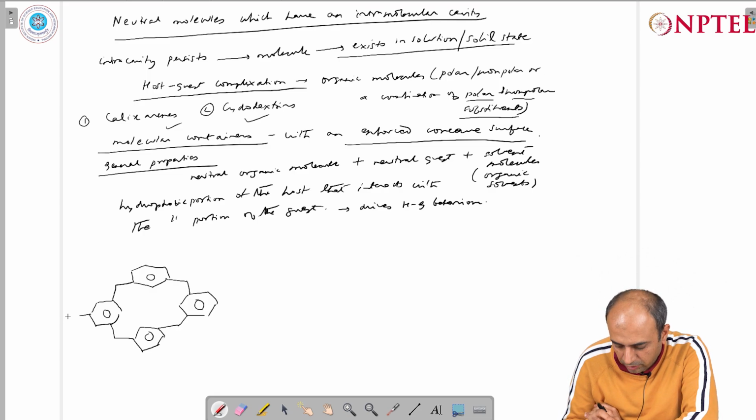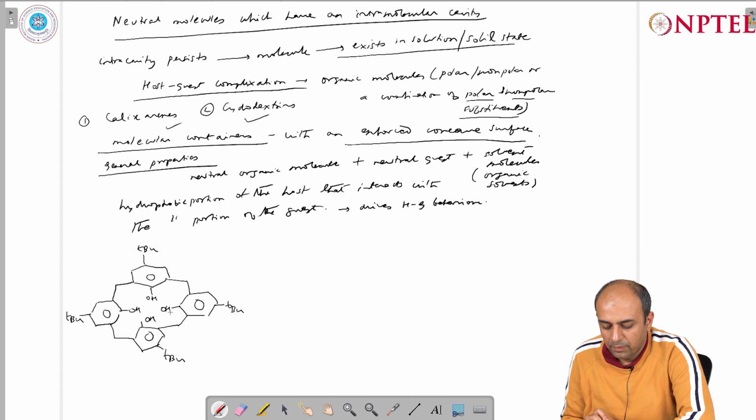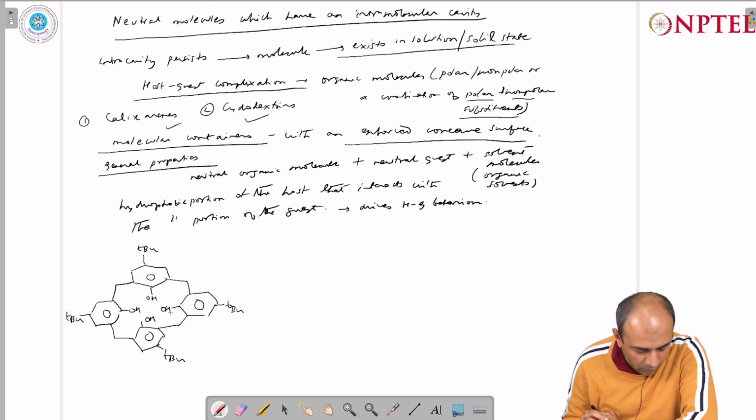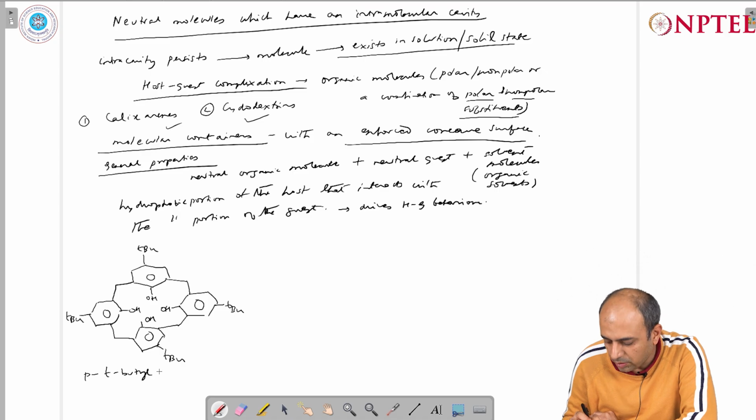And we have got a tertiary butyl group here, a tertiary butyl group here, a TBU group here, and a TBU group here. And in the interior we have got a hydroxyl group. So this is the representation of a para tertiary butyl calix 4 arene.